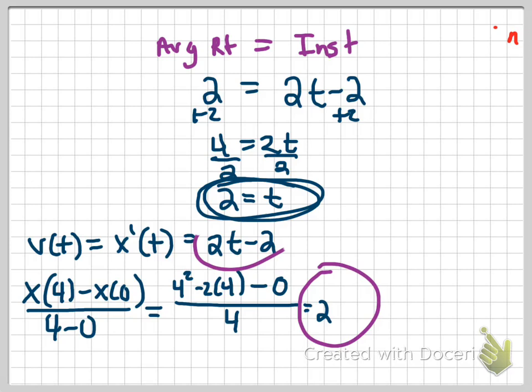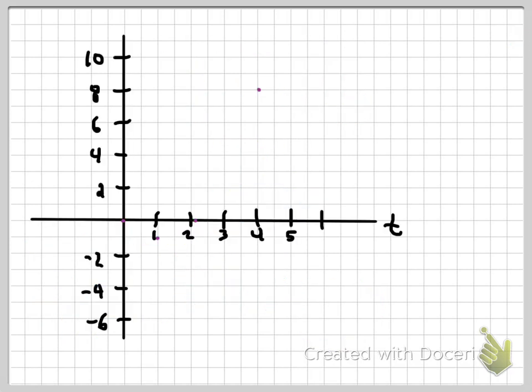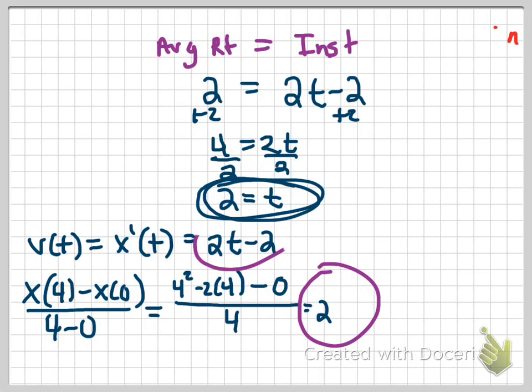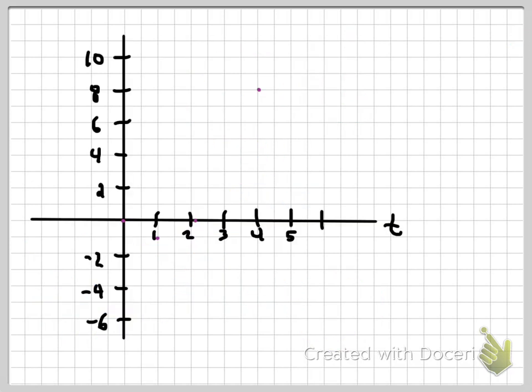Alright, so let's look at another problem that's less obviously a mean value theorem problem. And before we do that, I wanted to show you how this looks graphically. I almost forgot. Okay, so now we're not done with that last example.